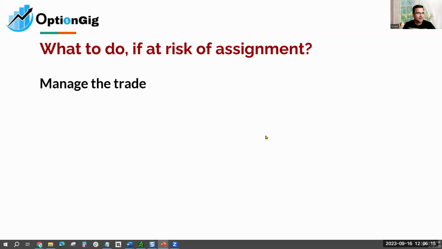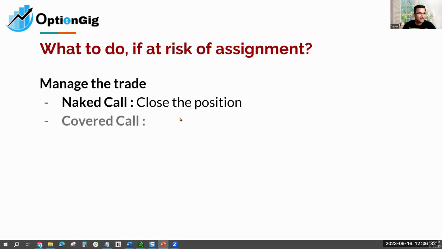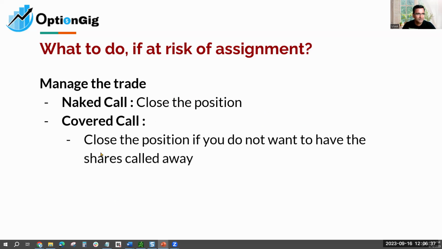If I'm at risk of assignment, number one is to manage the trade. If you're a naked call, maybe close the call. Because if you don't, or if you're okay to get assigned, you sold a call, let's say it's a naked call, so you don't have a share. So either you close the position or you roll it or do whatever you want to. If you have a covered call and you don't want your shares to be called away, then you close the option trade. You buy back the short call.